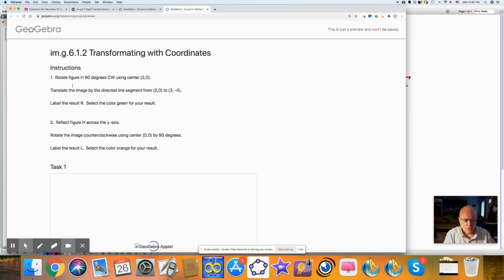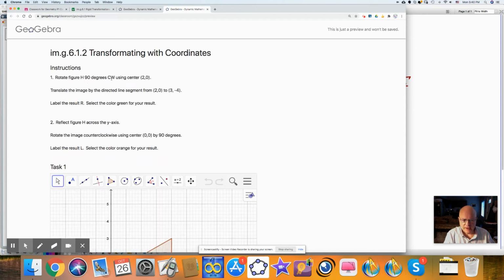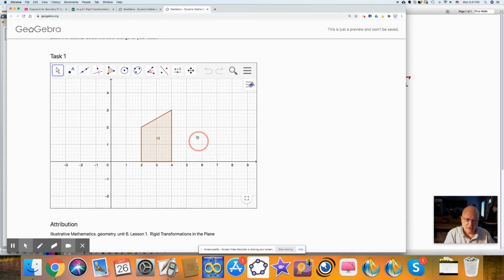And we're going to rotate figure H 90 degrees clockwise using the center at 2, 0. Translate it from 2, 0 to 3, -4, and then change the color. We're also going to take that original figure, H, and reflect it across the y-axis, and then rotate it counterclockwise 90 degrees. So here's my figure.